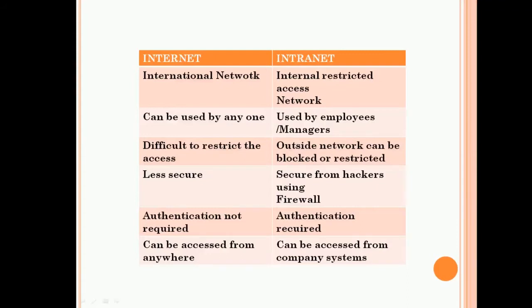Now we are going to see what is the difference between internet and intranet. Internet, the expansion is international network. Intranet means internal restricted access network. The internet can be used by anyone. Anyone who has a cell phone with internet connection can use the internet, right? But whereas intranet can be used by only employees or managers of a specific company who provide the intranet. Got it?